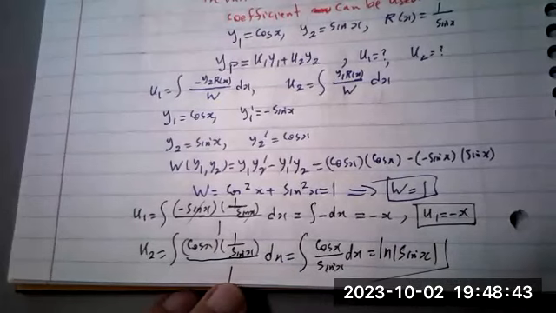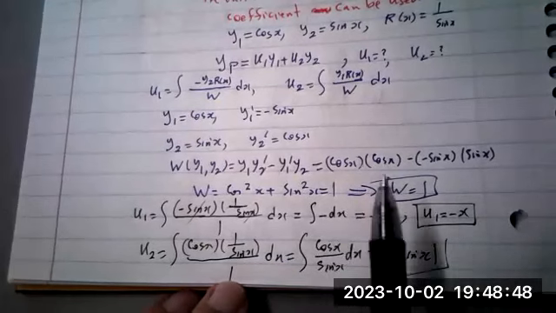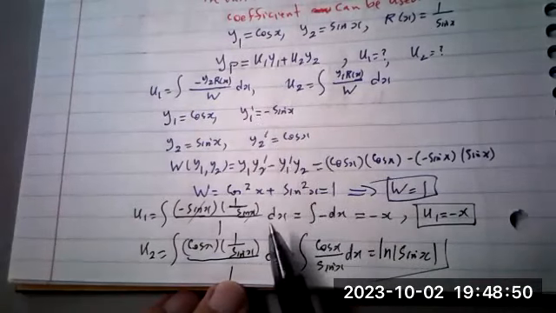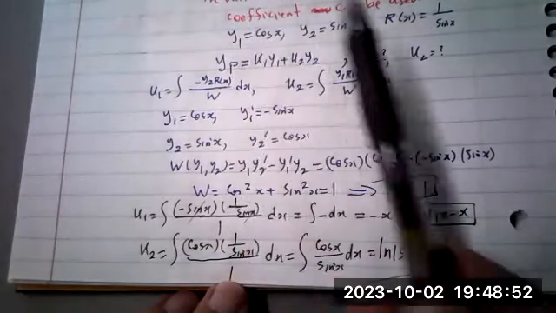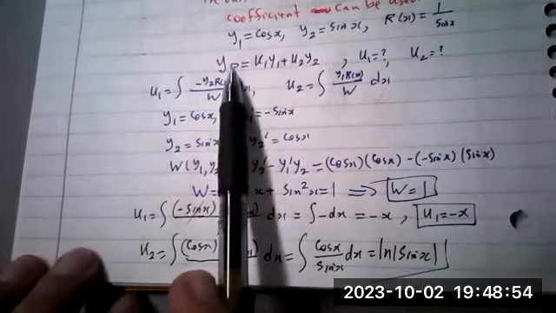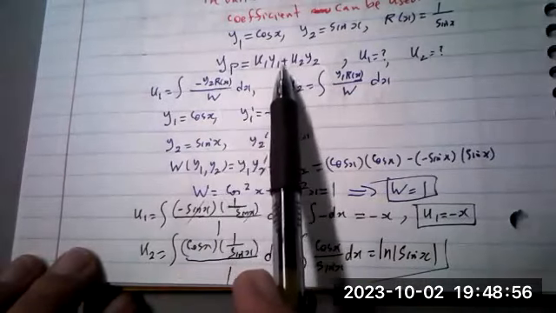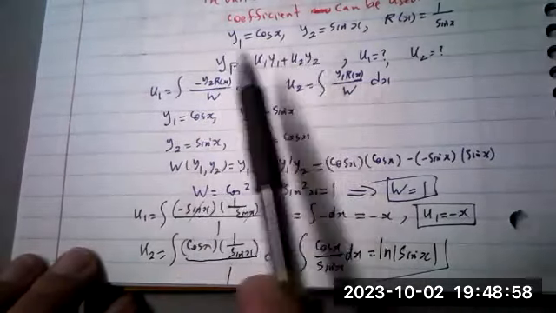Any question? So we have u1 and u2. You are not done. You have to go back and remember the formula: yp = u1 y1 + u2 y2. You have to multiply it and simplify it.